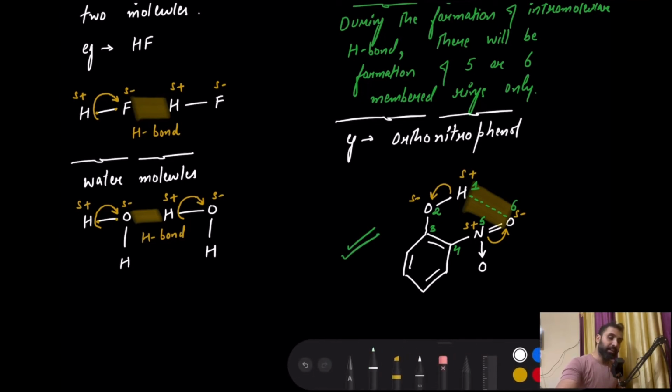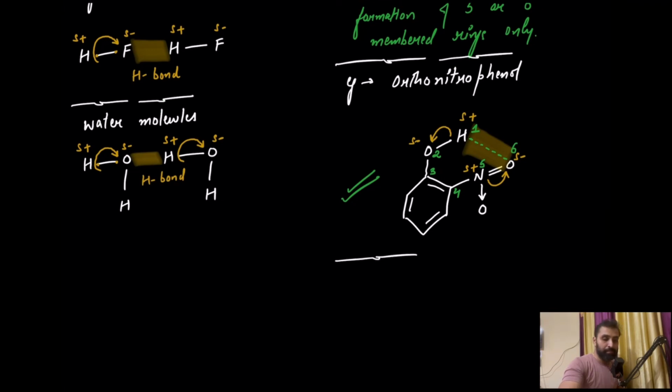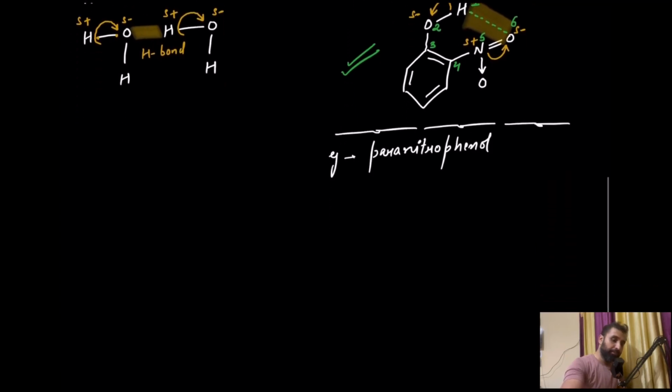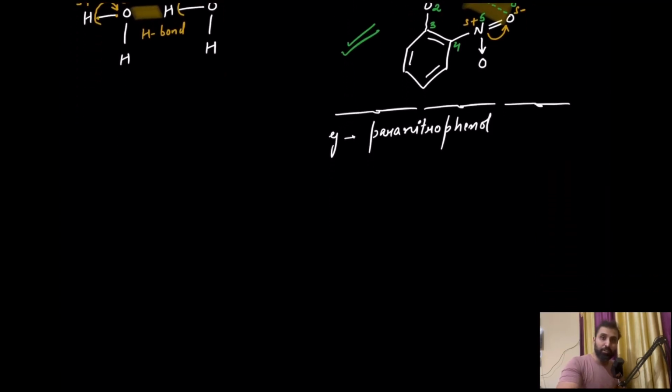So let's take another example. I'm taking the example of para-nitrophenol. The para-nitrophenol does not form intramolecular hydrogen bond, and I'm giving its reason. Why does para-nitrophenol not form intramolecular hydrogen bond? Even though there is a possibility.